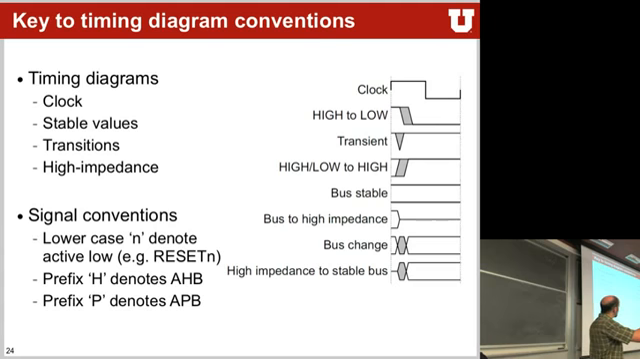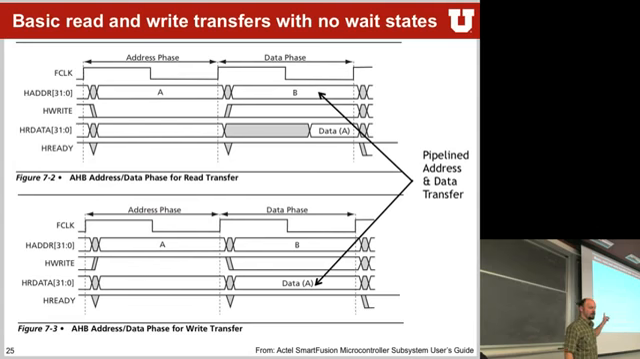If the bus is high impedance, when it goes from a stable mode into a high impedance mode, you usually see a line in the middle. We have the bus changes itself, so if it's a multi-bit bus, you have something like this, and then there's a new value sitting on the bus. And if it transitions from high impedance to a stable bus, you have this particular symbol here. This is important because now we will look at a lot of these. These are bus diagrams. And in this case, it's the AHB read transfer and the AHB write transfer without wait states.